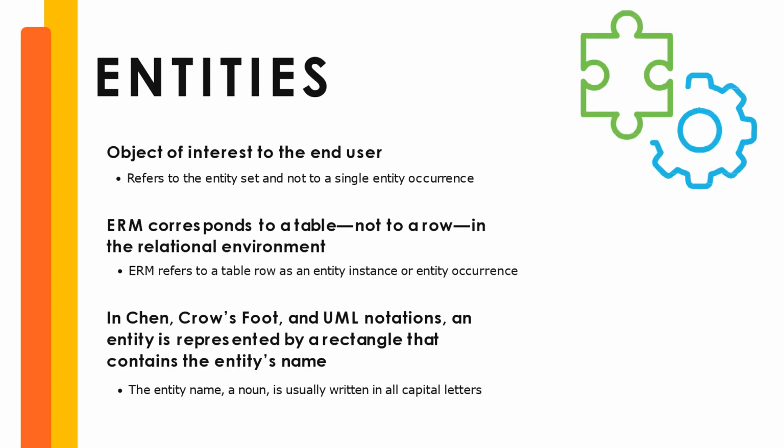Entities are the objects of interest to the end user. This refers to the entity set and not to a single entity occurrence. The entity in the entity relationship model corresponds to a table, not to a row, in the relational environment. The ERM refers to a table row as an entity instance or entity occurrence. In Chen, Crow's Foot, and UML notations, an entity is represented by a rectangle that contains the entity's name. The entity name, which is a noun, is usually written in all capital letters.